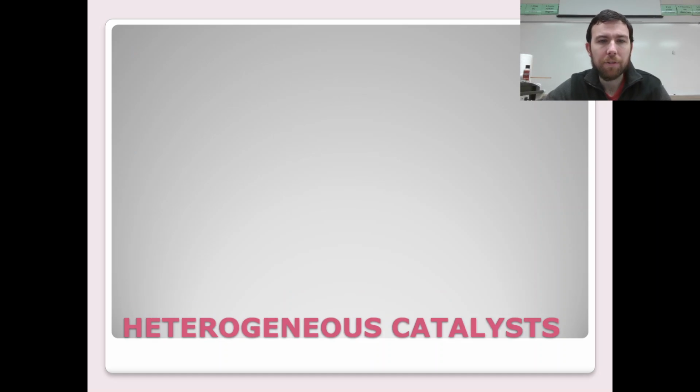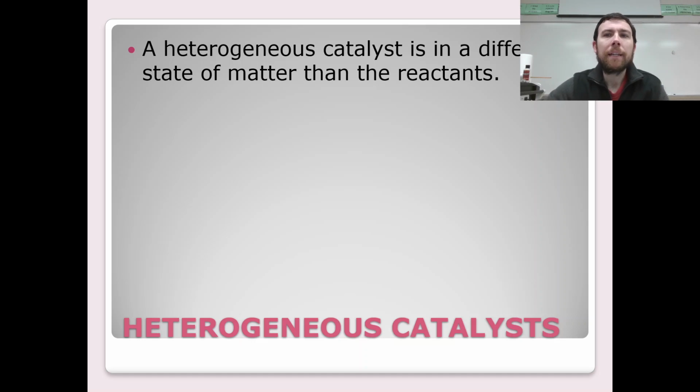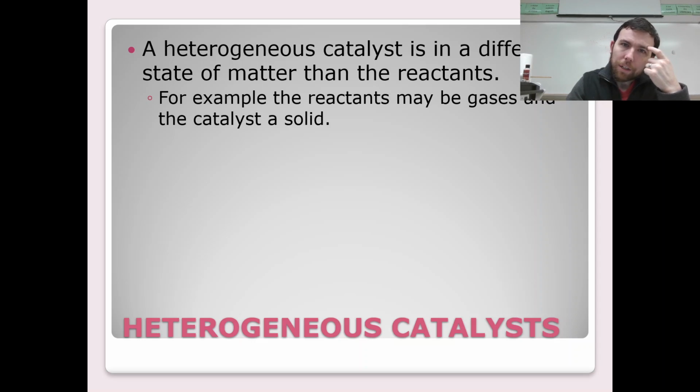Now, there are two different types of catalysts. You can have a heterogeneous catalyst, which simply means that the catalyst is going to be in a different state of matter than the reactants. So for example, the reactants may be gases and the catalyst could be a solid. This is very common like in catalytic converters. You have gases that are being produced from your car, and then there's a transition metal catalyst that's a solid, and it's able to bind to those reactants to cause the reaction to speed up.